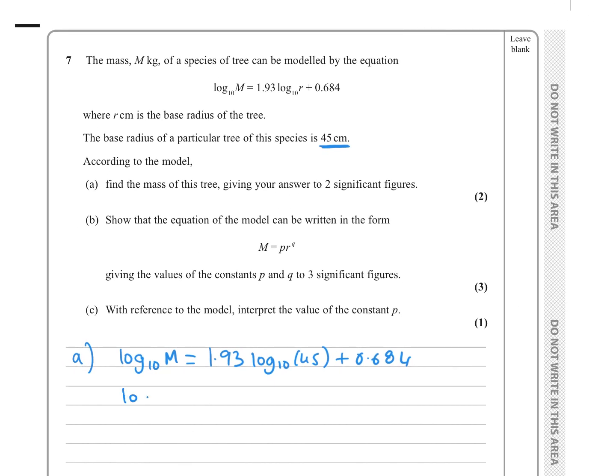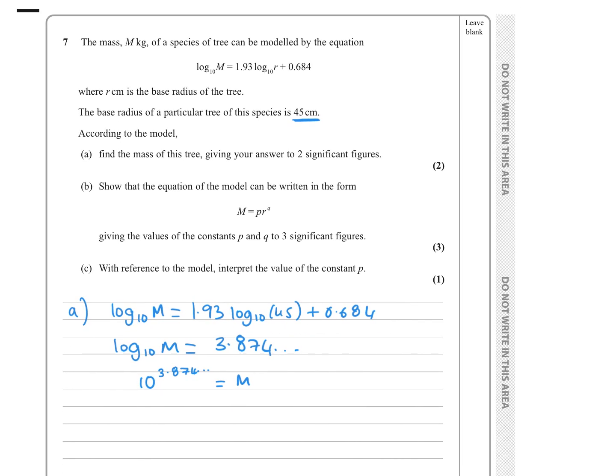If I just put that into my calculator, I'm going to get log 10 to the m equals 3.874. This then means that 10 to the power 3.874, which I kept as answer in my calculator, equals m. So that means that m equals 7493.7, to two significant figures, m equals 7,500 kilograms. So that's done.